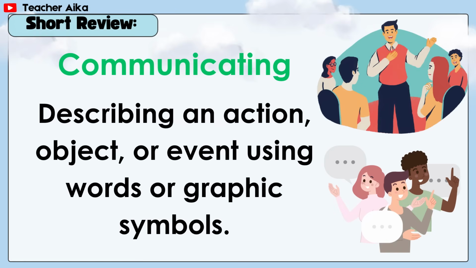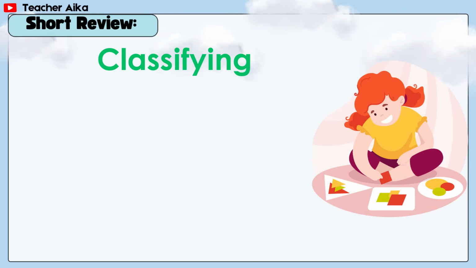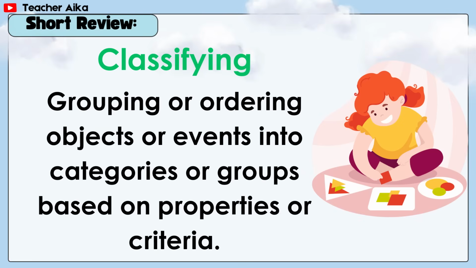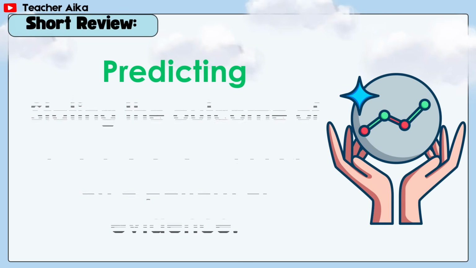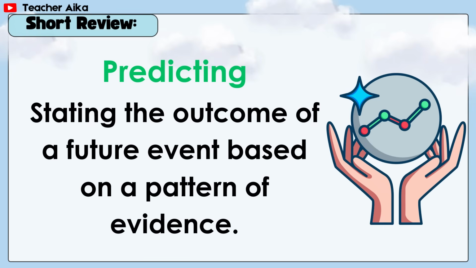Communicating, describing an action, object, or event using words or graphic symbols. Classifying, grouping or ordering objects or events into categories or groups based on properties or criteria. Predicting, stating the outcome of a future event based on a pattern of evidence.